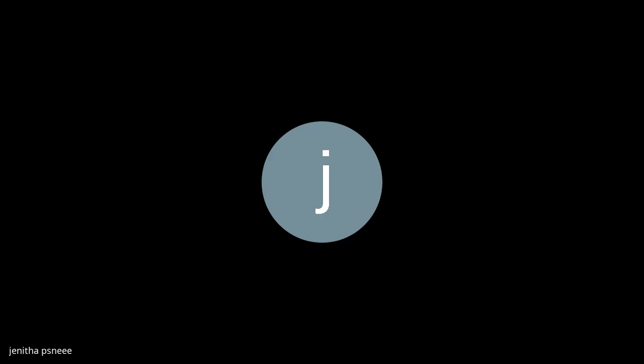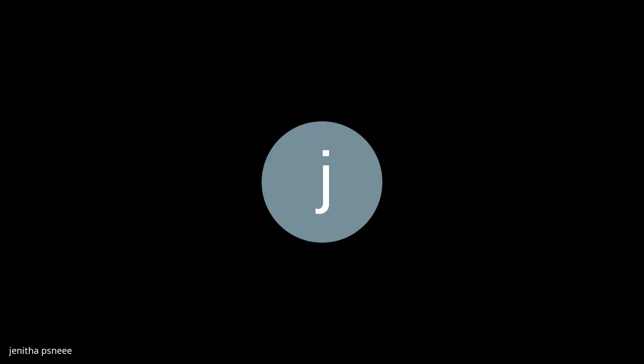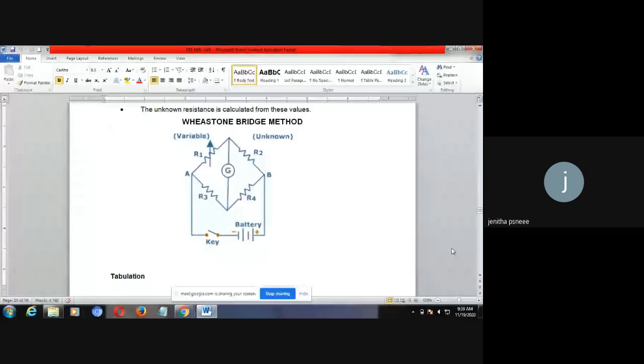So how will you get the zero deflection? That is the ratio arms. They should get the same potential. If it is at the same potential, then your bridge is said to be balanced, and your galvanometer will show zero. You'll be providing the DC supply. Now see the diagram of the Wheatstone bridge. Bridges consist of 4 arms. This is the resistive bridge.